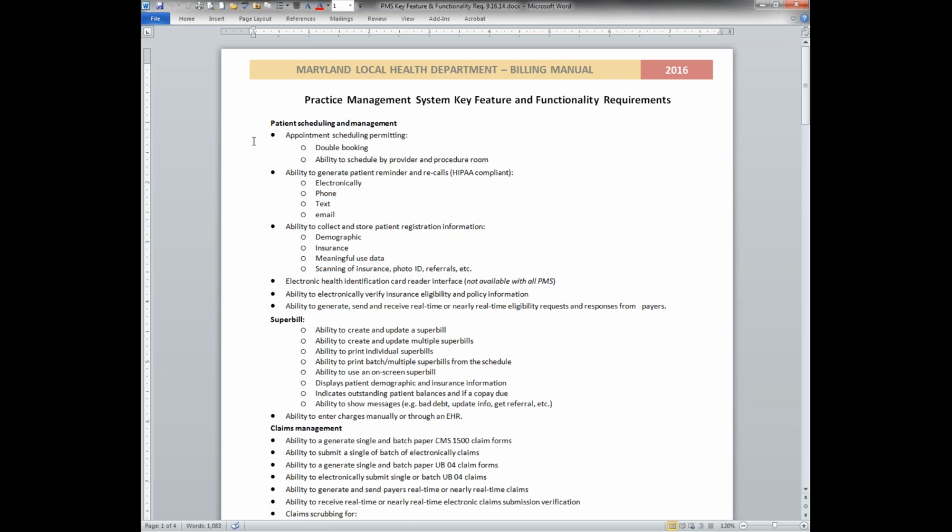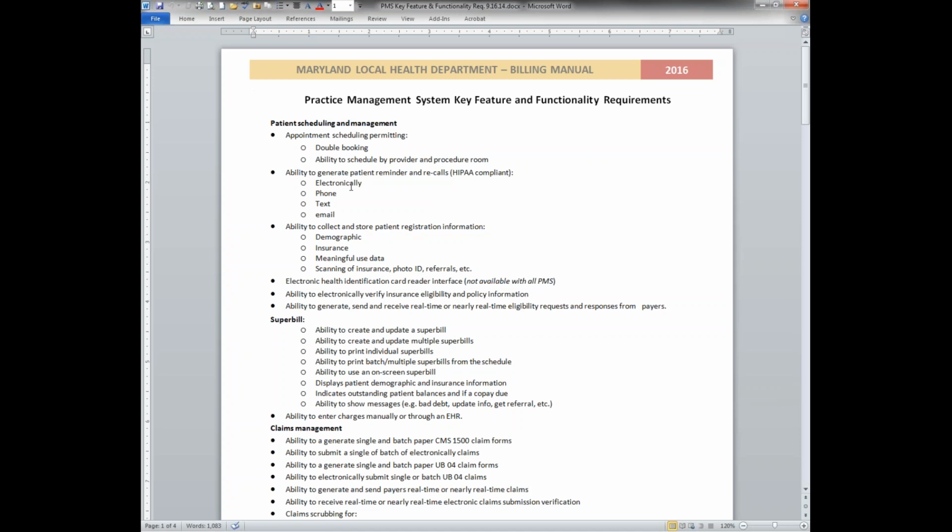Patient scheduling and management. So the practice management system, again, is where your appointment schedule is handled, where you want to make sure that it has the ability to double book, the ability to schedule by individual providers and by procedure groups. The ability to generate patient reminder calls. There are PM systems that can generate patient reminder calls, limiting, therefore, not having to have people make those reminder calls and allowing your system to generate those patient reminder calls.